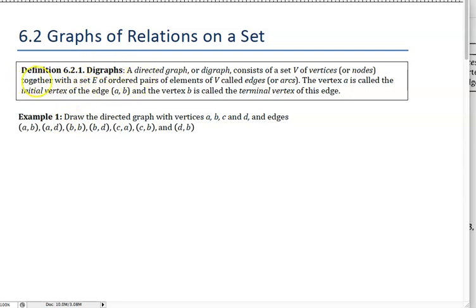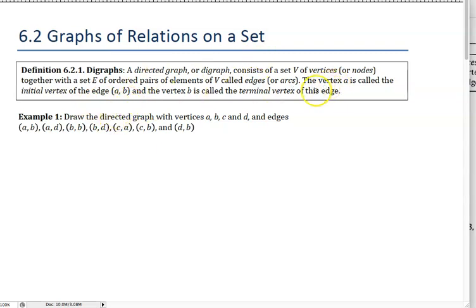We're going to look at the definition of a digraph. A digraph is a directed graph. It consists of a set V of vertices or nodes together with a set E of ordered pairs of elements of V called edges. V is the set of all the vertices, and those are usually given names, numbers, or letters. E is the set of edges connecting those vertices together.